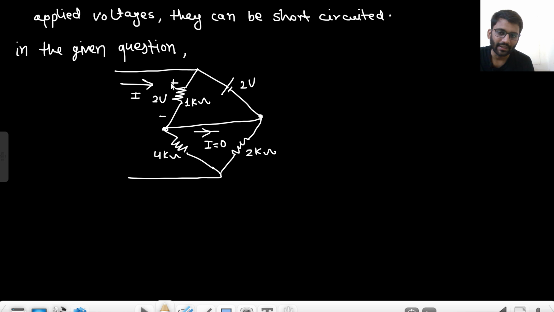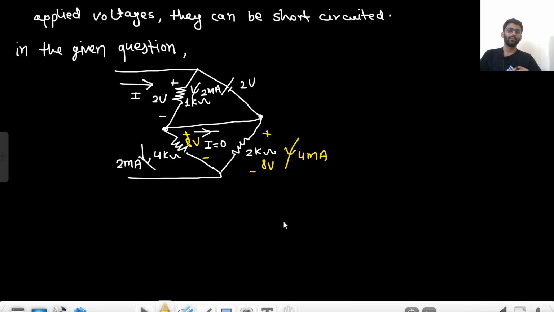Now if 2 volt is coming here, it will have a current of 2 milliampere, because 2 by 1 means 2 milliampere. The current here is 0, that means the same current will be flowing here, 2 milliampere. That will give a voltage drop of 8 volt, right? Now this same voltage drop will be going towards this, and because of this 8 volt drop, we will have 4 milliampere current here. Did you get what I did?